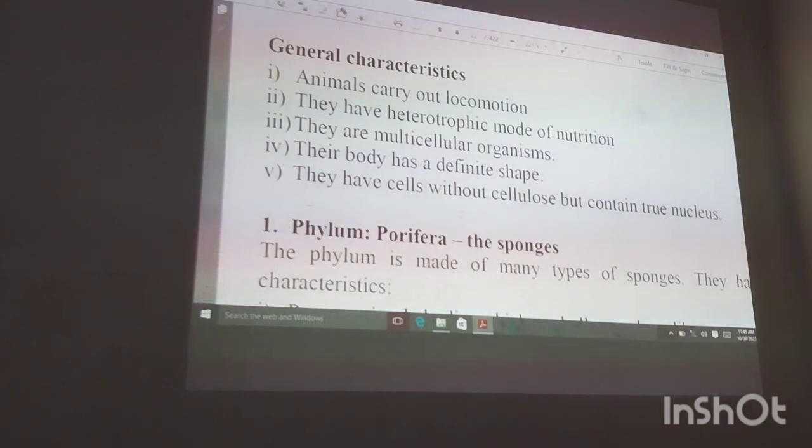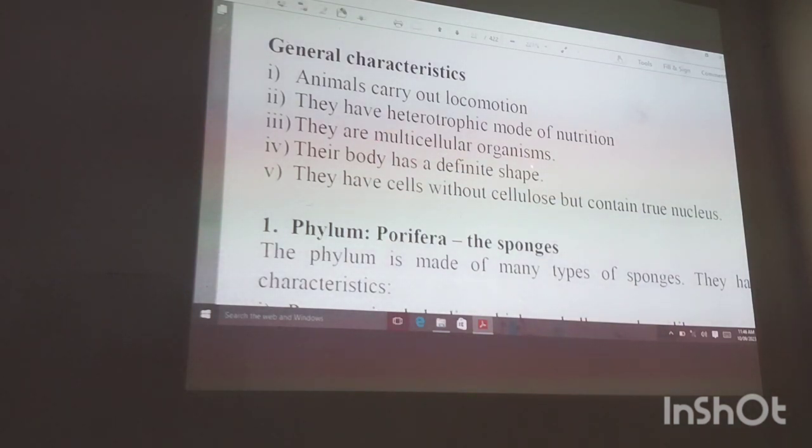What does heterotrophic mean? I'm sure you know, heterotrophic simply means feeding from outside. They cannot make their own food. So they depend on plants that make food, and also on other animals. For example, you, a human being, go and catch a chicken and kill it. You can eat vegetables like cabbage, and then you also feed on other animals. Very good. We move on.